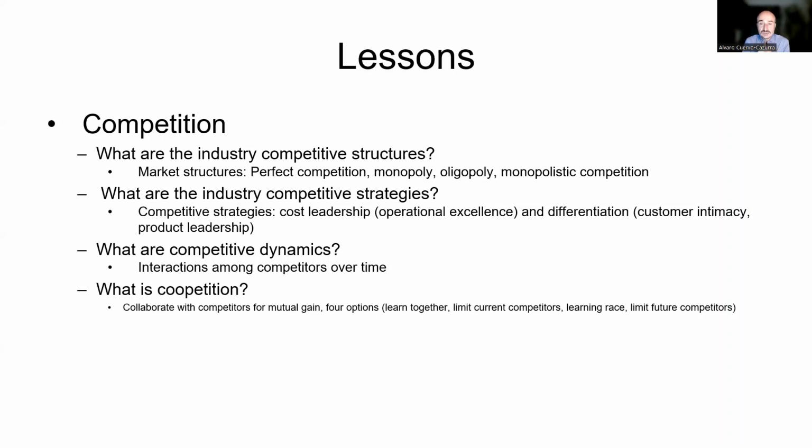Competitive dynamics and directions over time, thinking about the long term, not just today, but what is going to be the reaction that other companies can have. And this depends a lot on the type of industry structure and the story of competition. We can collaborate for mutual gain, and there are 4 different options, mostly a story of learning or competition, limiting current and future competitors, learning together or learning race. The notion here is going beyond the idea that competitors are companies against each other, just focusing on them as, quote unquote, enemies, and in many cases, well, competitors collaborate together. There is mutual benefit to basically working with them.